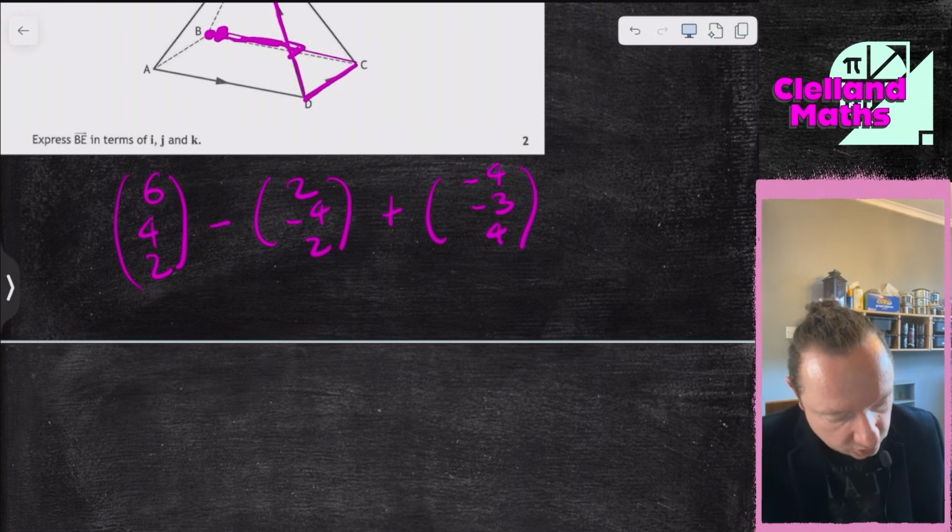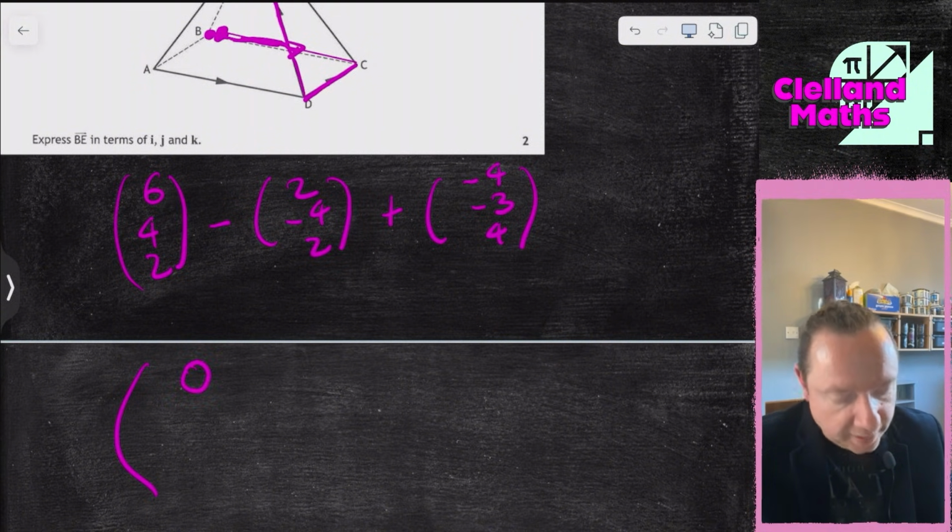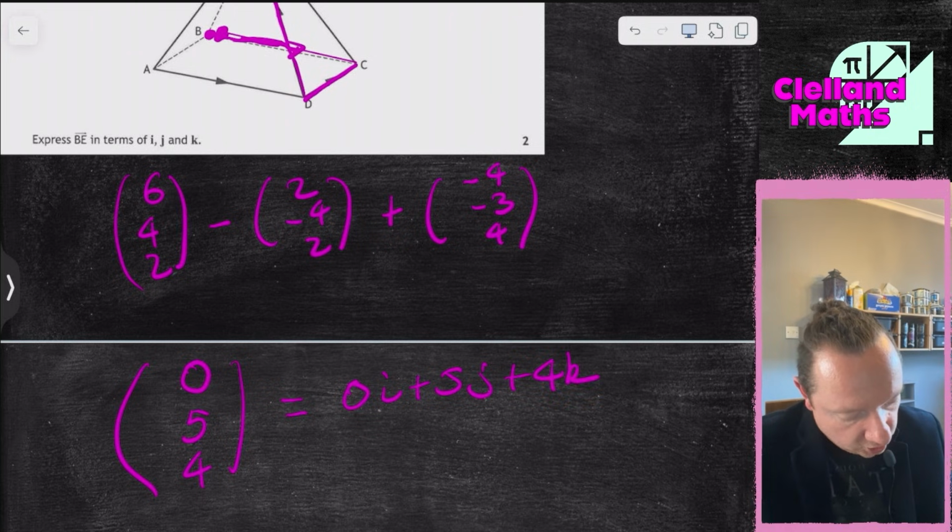So I'll work out my numbers. 6 minus 2 is 4. Minus 4 again is 0. 4 minus minus 4 is 8. 8 minus 3 is 5. 2 minus 2 is 0, plus 4 is 4. So in ijk form, I've got 0i plus 5j plus 4k, which you can just write as 5j plus 4k.